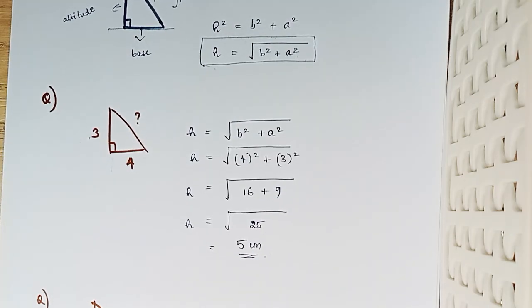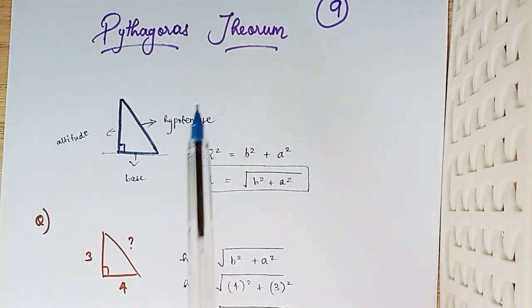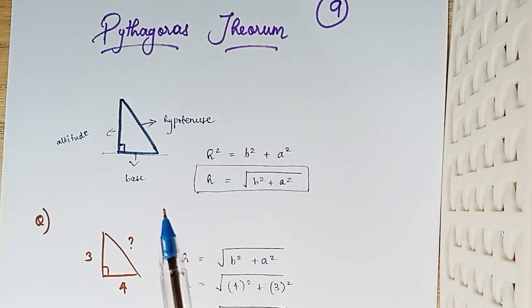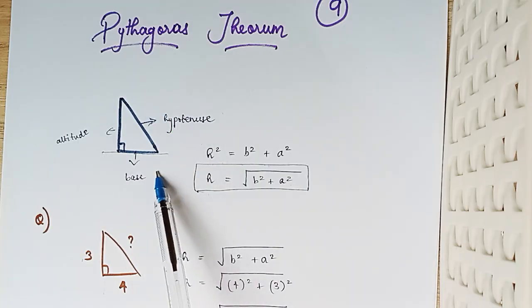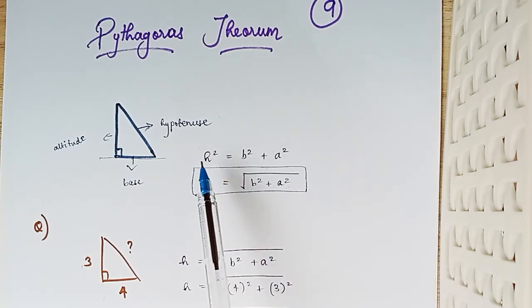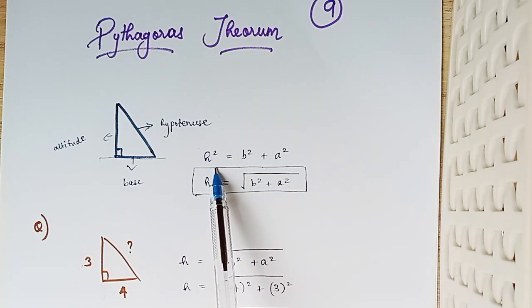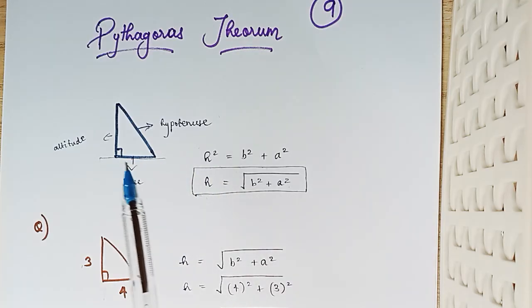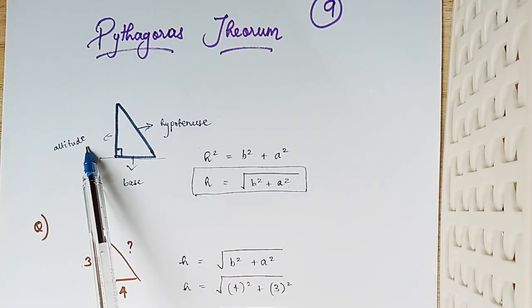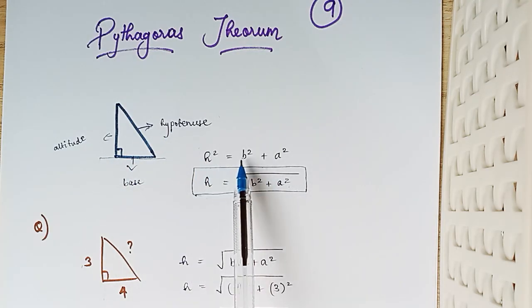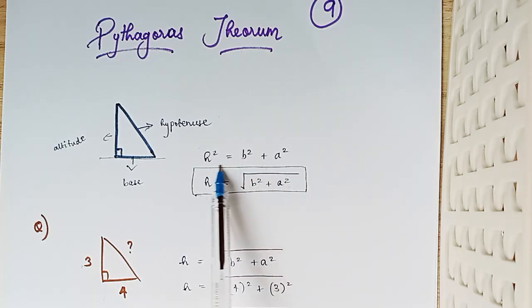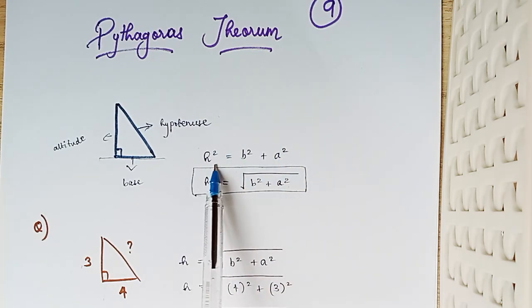And the last thing that you need to know from Pythagoras theorem is its statement. The statement is, in a right angle triangle, the square of the hypotenuse is equal to the sum of the squares of the two sides. So hypotenuse square is equal to base square plus altitude square. If you know this formula, then the statement will be easy.